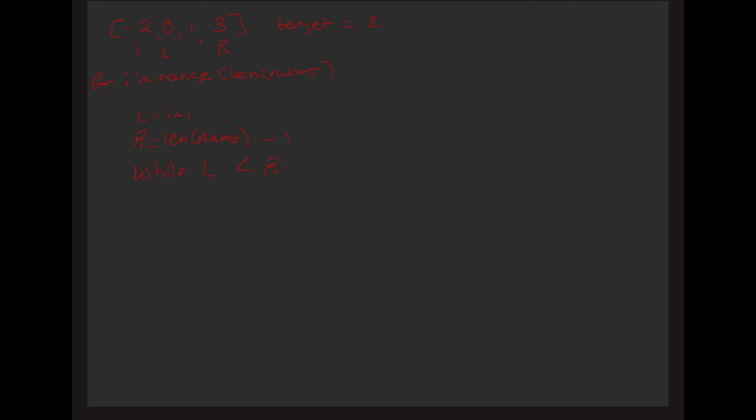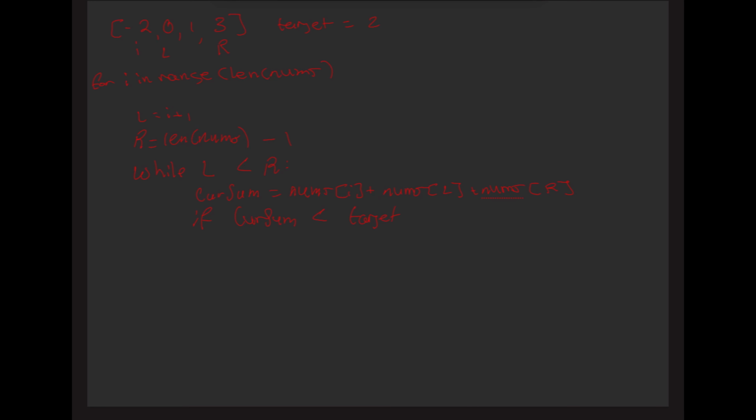So let me switch colors. We're going to calculate the current sum at each position: nums of i plus nums of left plus nums of right. If the current sum is less than the target, what do we do?